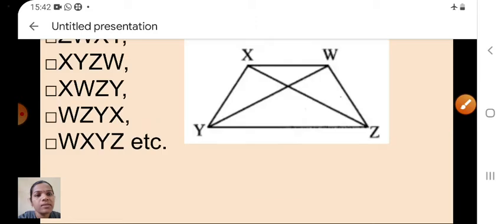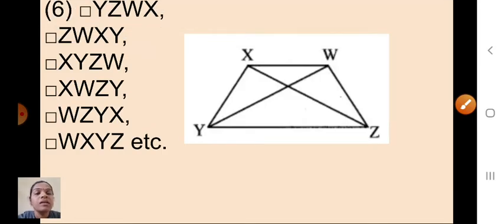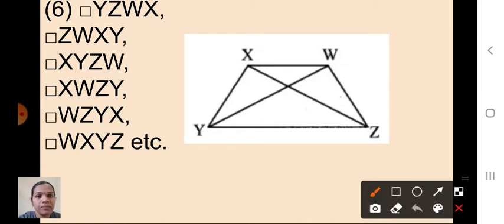Next one, see here: we have to write the name of the quadrilateral in different ways. That means it should be clockwise or anti-clockwise.